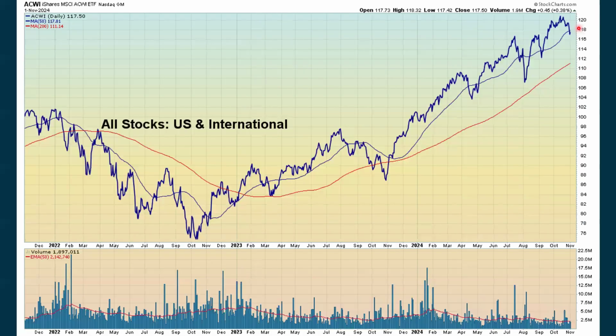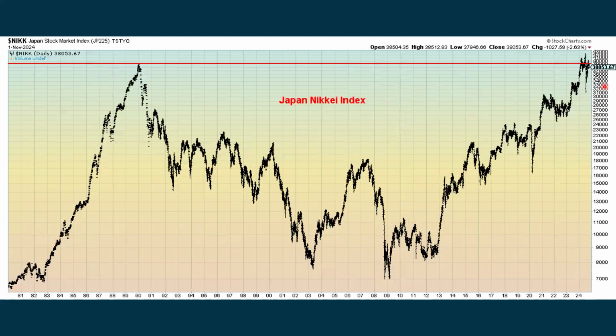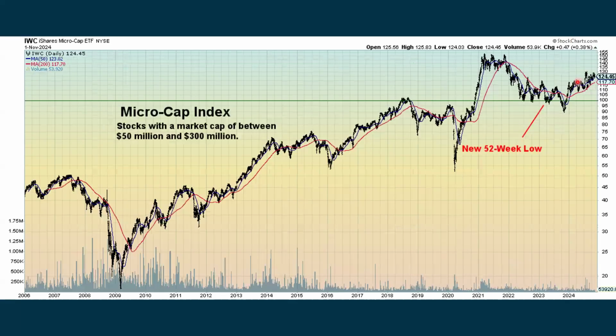All stocks, which looks at U.S. and international stocks, coming a little bit underneath the 50-day moving average. Emerging markets coming down to the 50-day moving average, but still in an overall uptrend. The Japanese Nikkei index really chopping around lately, but still at pretty high levels.